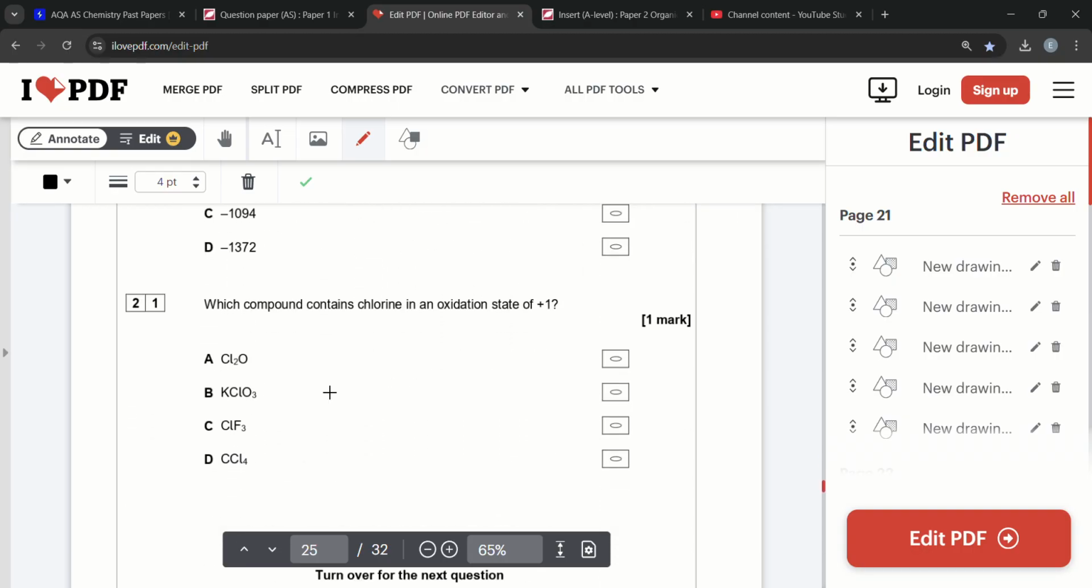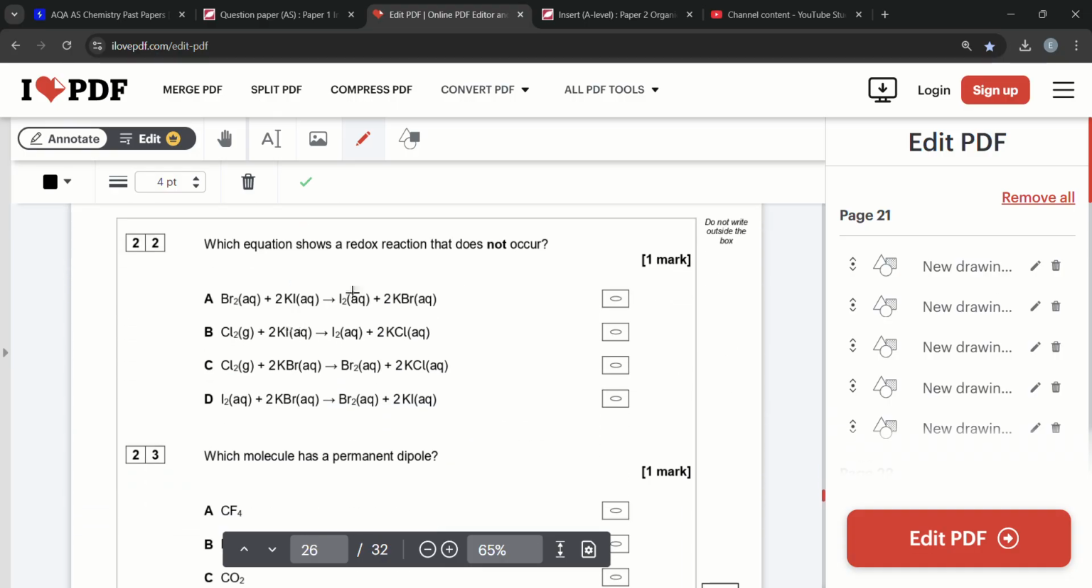Which compound contains chlorine in an oxidation state of +1? Look here, oxygen, chlorine. Oxygen is -2, therefore this Cl2 must be equal to +2, therefore chlorine is equal to +1. So the answer is Cl2O.